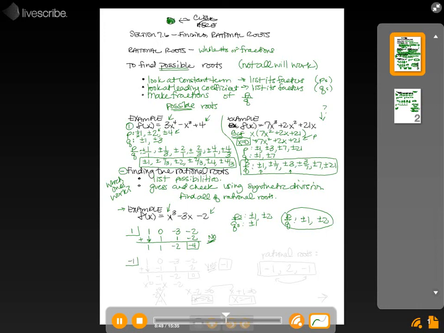Let's try negative 1. Coefficients will still be the same. Draw a line. Okay, bring the 1 down. 1 times negative 1 is negative 1. 0 plus negative 1 is negative 1. Negative 1 times negative 1 is positive 1, which gives us negative 2. Negative 1 times negative 2 is positive 2, so our remainder is 0. So this one works. Negative 1 is a factor. That's one of the roots. It goes into the problem.